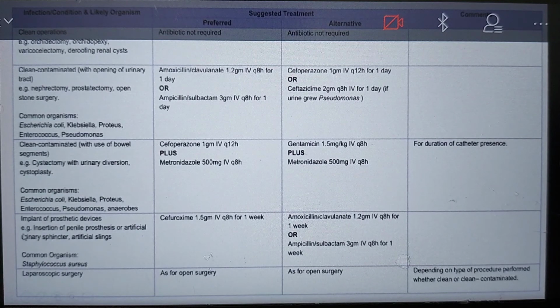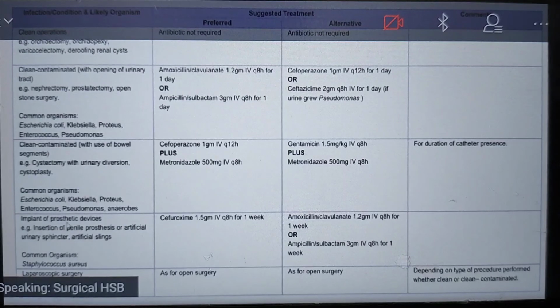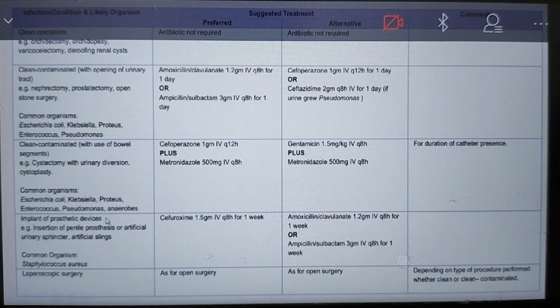And the next is implant of prosthetic device, for example insertion of penile prosthesis or artificial urinary sphincter or artificial slings. Usually we need to give IV cefuroxime, TDS 1.5 gram for 1 week. Laparoscopic surgery is the same as open surgery, depending on the type of procedure performed, whether clean or clean contaminated.